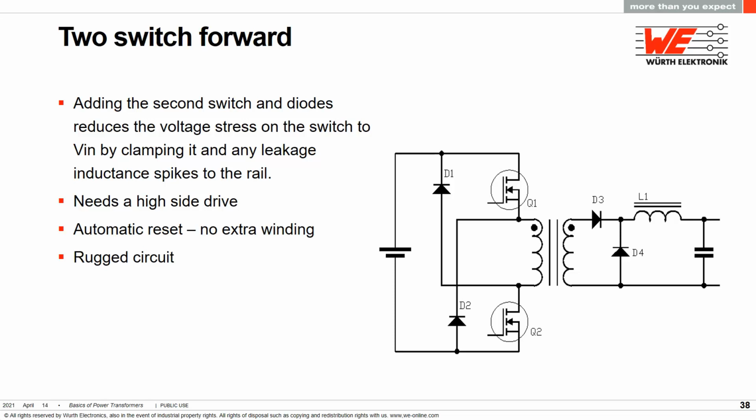When the switches turn off, the polarity reverses and the diodes conduct, returning the magnetizing energy to the source and resetting the core and clamping the voltages to the supply rail. The price is extra components and a high side drive.